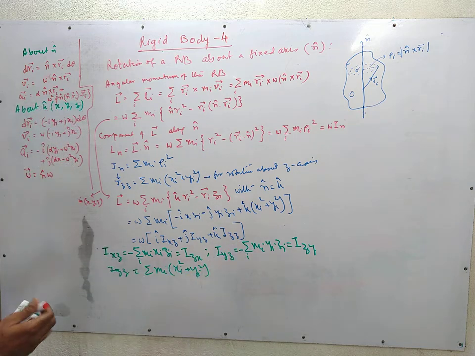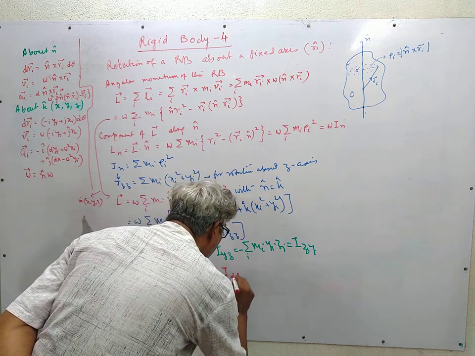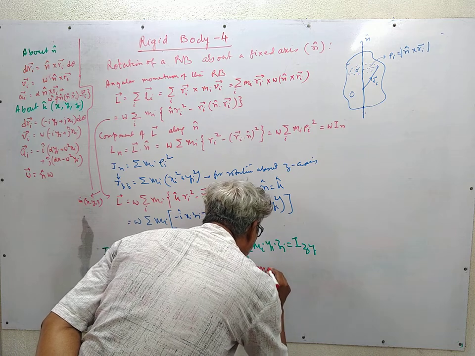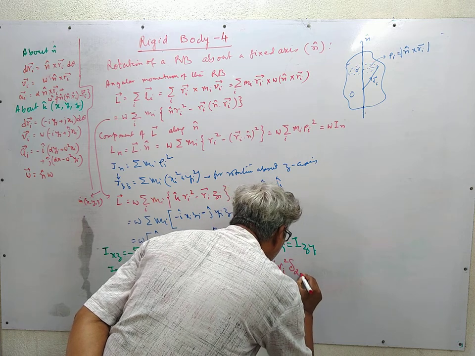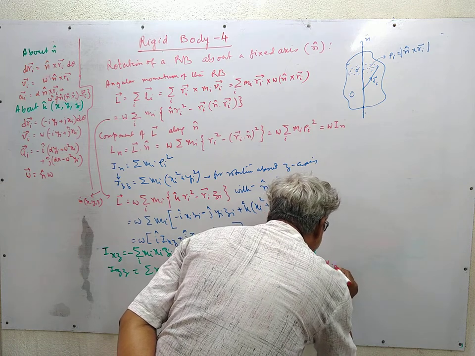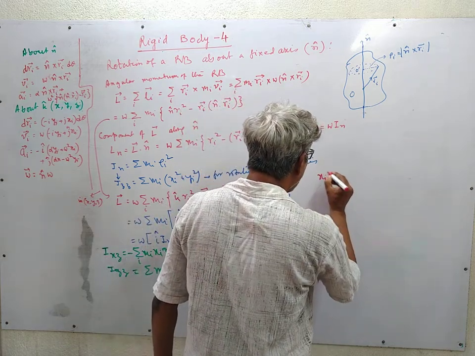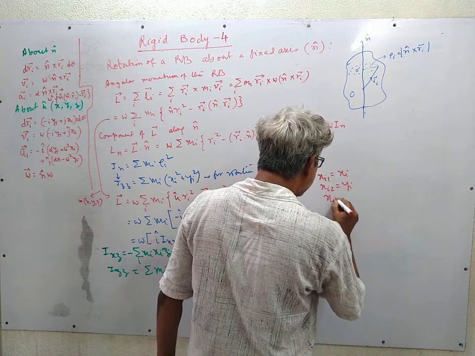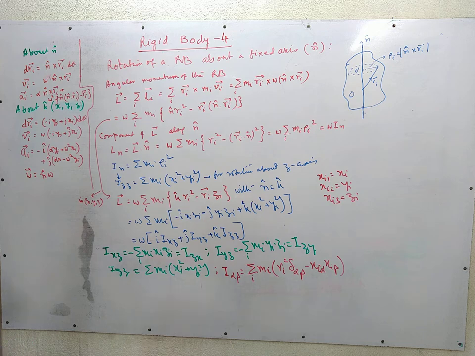We can in general define I alpha beta is equal to summation over i mi ri square delta alpha beta minus xi alpha xi beta, where we have used the notation that xi1 is equal to xi, xi2 is equal to yi, xi3 is equal to zi. So this is the moment of inertia.